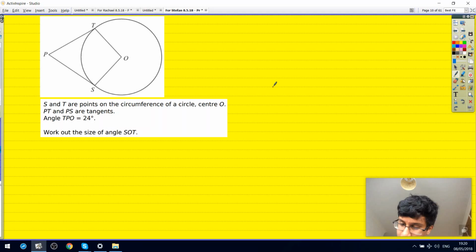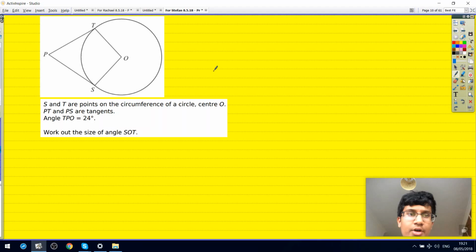So that would be 90 degrees for angle. Oh no, it wouldn't. No, wait. So those are two tangents there. TPO is 24. So if we just draw a straight line through the kite shape to make it in half, we know that angle TPO would be 24 degrees.